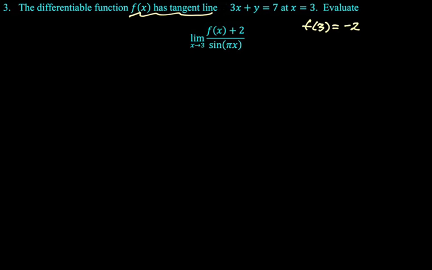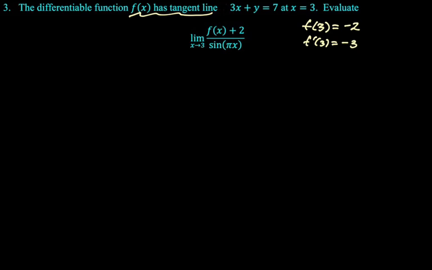And then for the slope of the tangent line, if you move the 3x to the other side, you get y equals negative 3x plus 7. The slope is negative 3, so f prime of 3 is negative 3. I'm probably going to need those because this type of problem is almost always a L'Hopital's problem. So immediately upon reading it, I think I'm using L'Hopital's. I've got to figure things out.